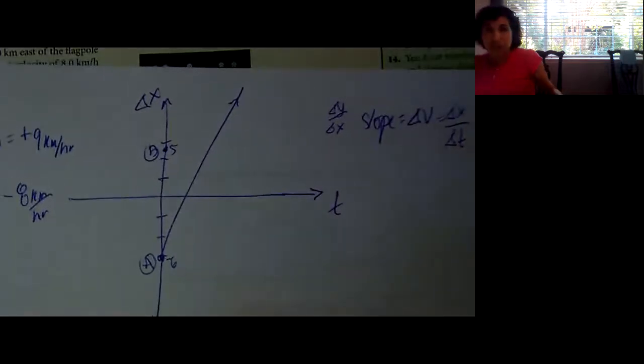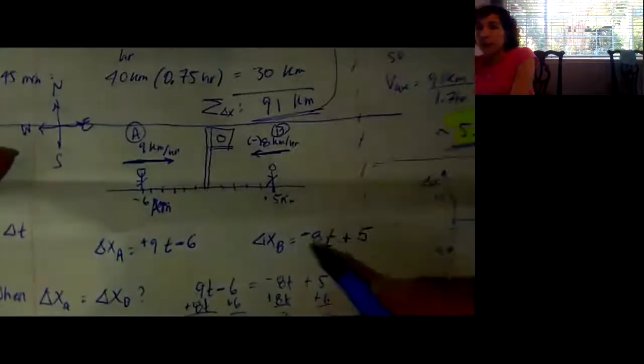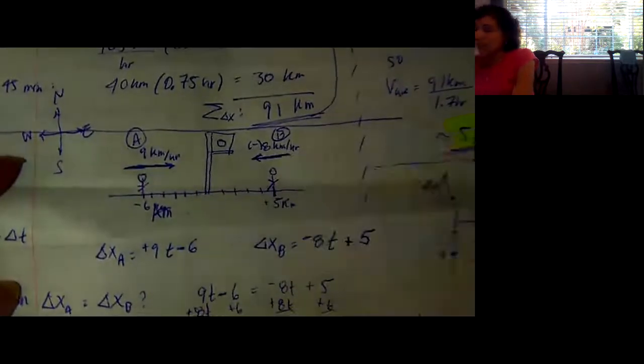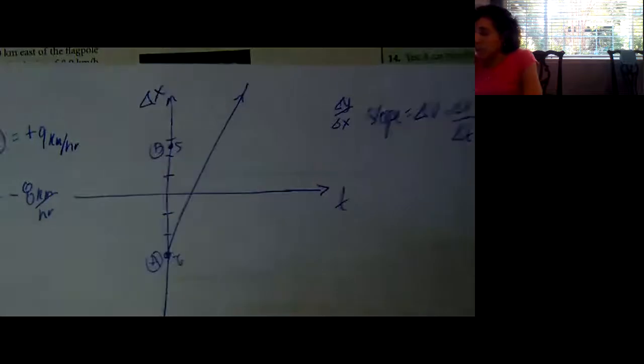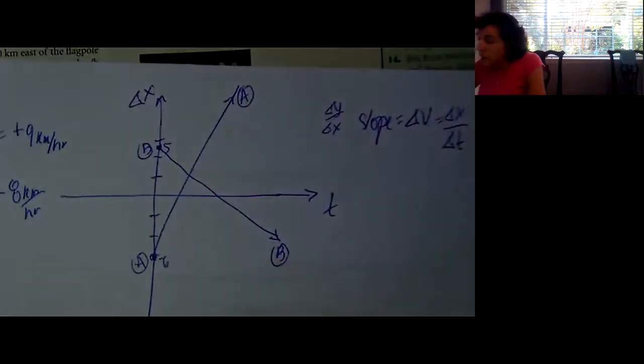Other guy, Mr. B. Mr. B, draw my beautiful picture here. He's going to the left, so it's a negative slope. And this guy's not as fast, so I'm going to make the slope not as steep. So let's see if I can go like this, like that. There we go. So this is my B guy, and this is my A guy. Somewhere they met. They actually met right here.